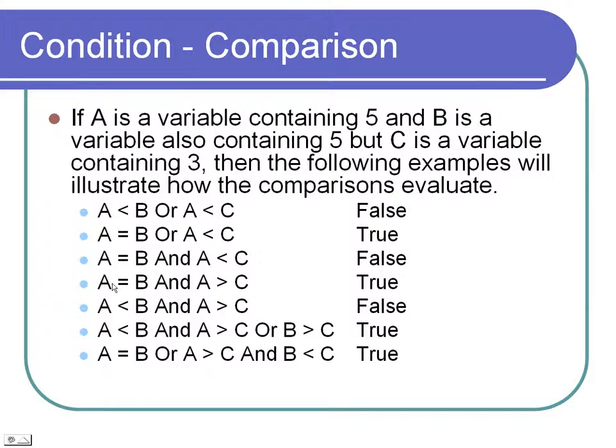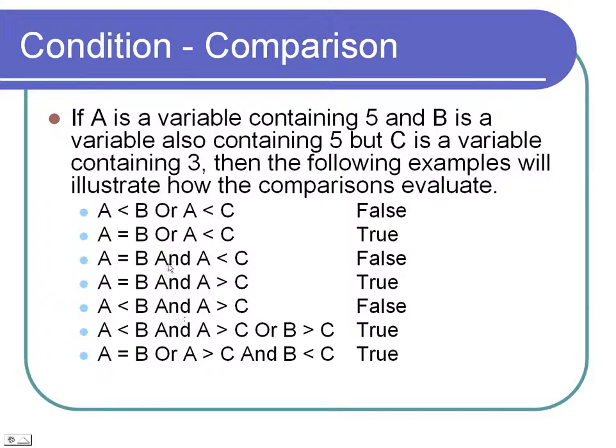Here's another one. A equals B. That's true. And A greater than C. That's also true. So they're both true there, so that'll naturally be a true coming out. A less than B. Well, that's false. So immediately we stop right here. As soon as it sees that there's going to be a false on the AND, it stops.